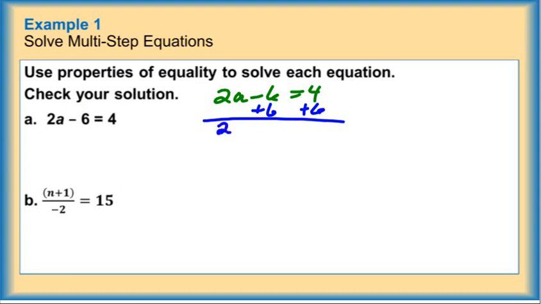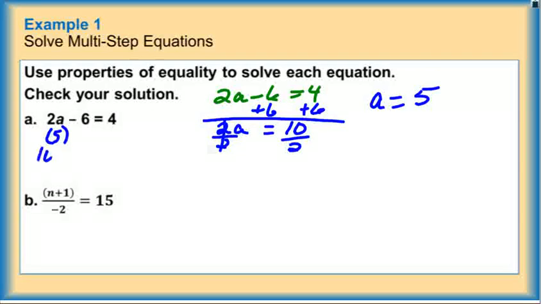So now I have 2a equaling 6 plus 4, which gives us 10. And now I have 2a equals 10. The opposite of multiplying by 2 is divide by 2. So if I divide everything by 2, I end up with a equaling 5. Now to check, if I put 5 in for a, 2 times 5 is 10. Minus 6 does give me 4. 4 does equal 4. So I know my answer is 5.